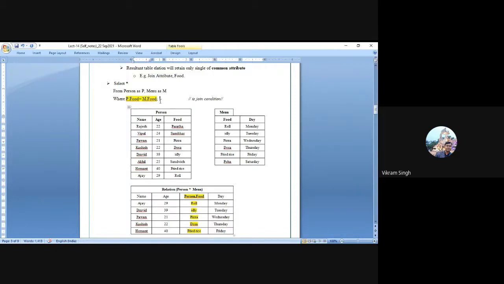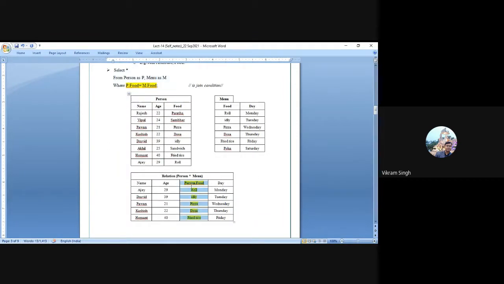So whenever we mention this condition in a select query, the system or query processor will automatically assume that you are trying to impose a join condition, right? You are trying to perform an equi-join, which means we will have only one instance of the common attribute.